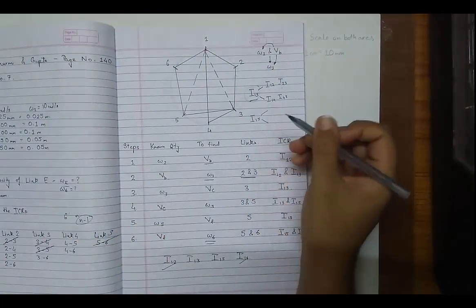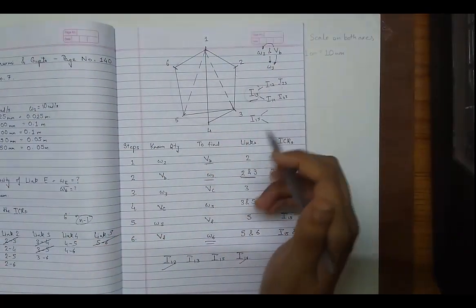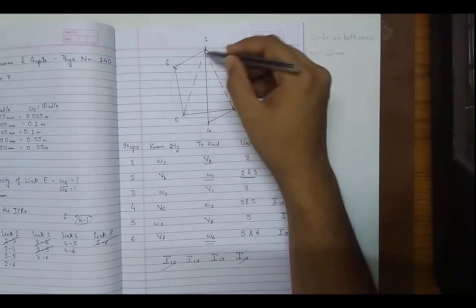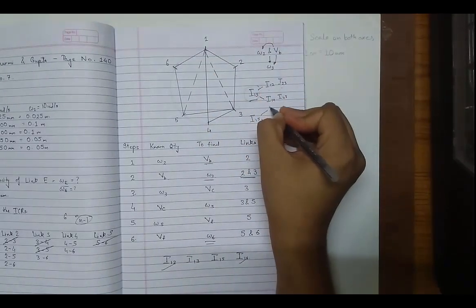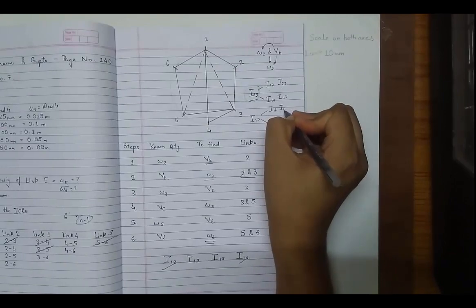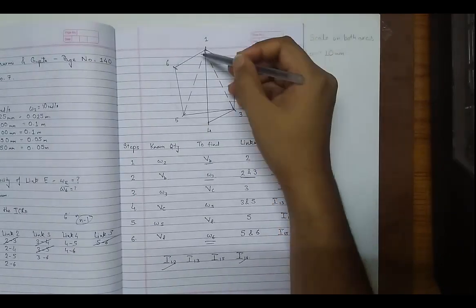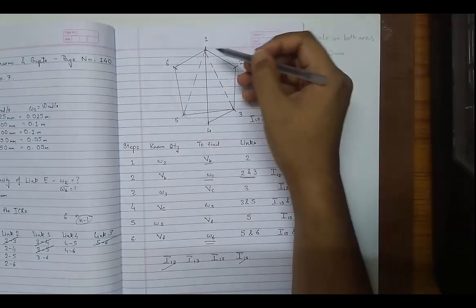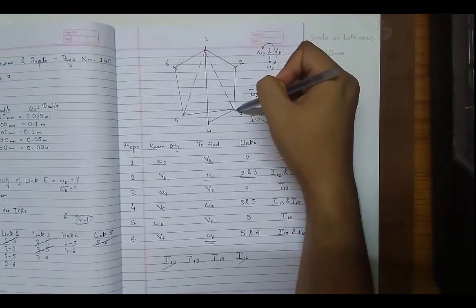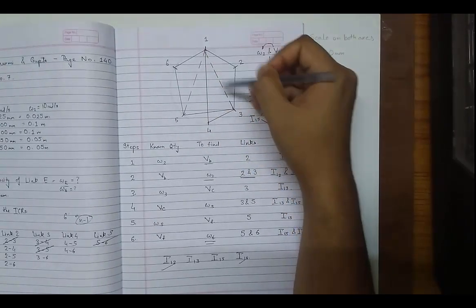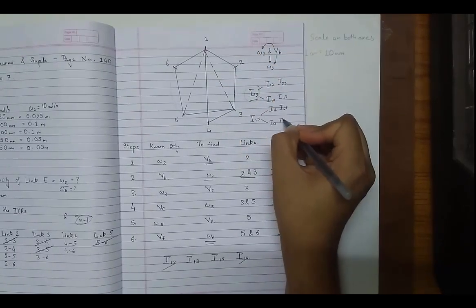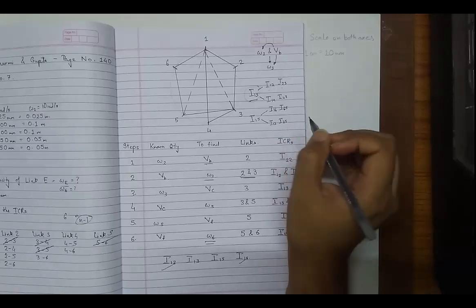For I15, in how many ways can we get there in 2 steps? We can go 1, 6, 6, 5, but there is no other way. 1, 4 doesn't give me, 1, 2 doesn't reach there. But 1, 3, 3, 5 reaches there in 2 steps. 1, 3, 3, 5.